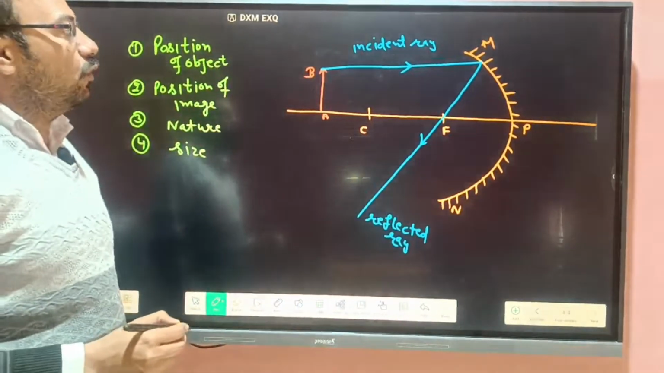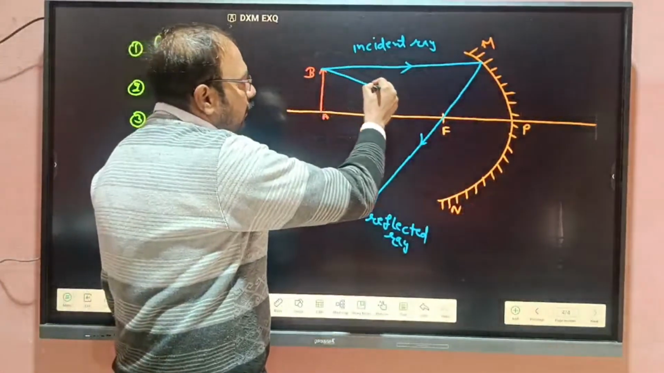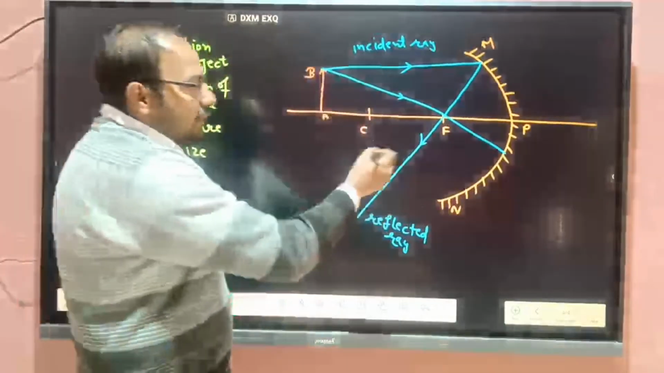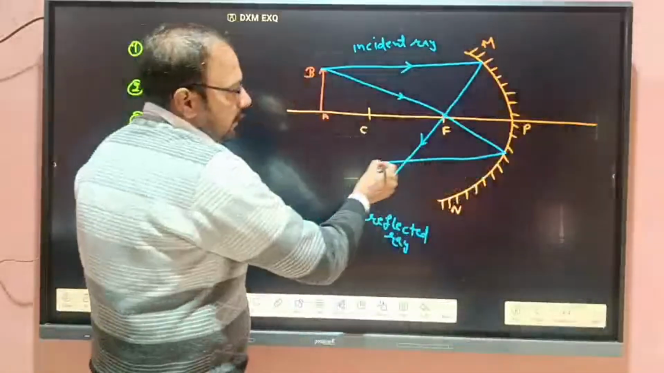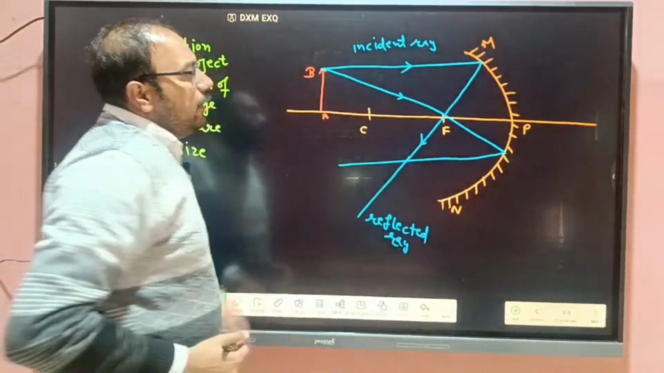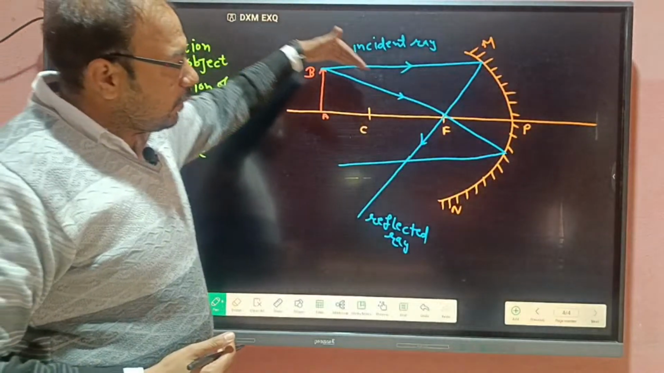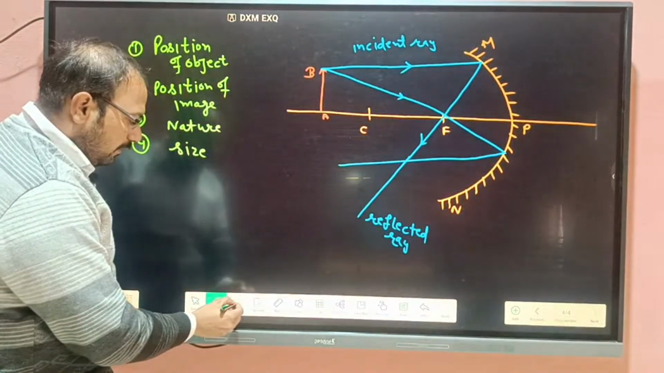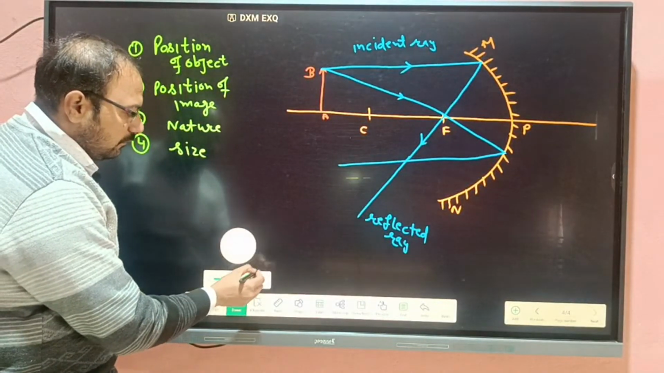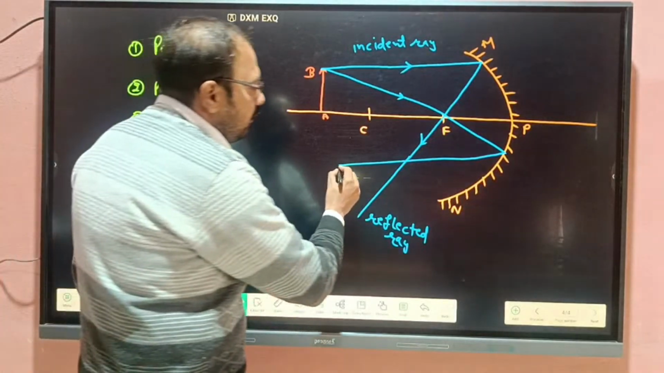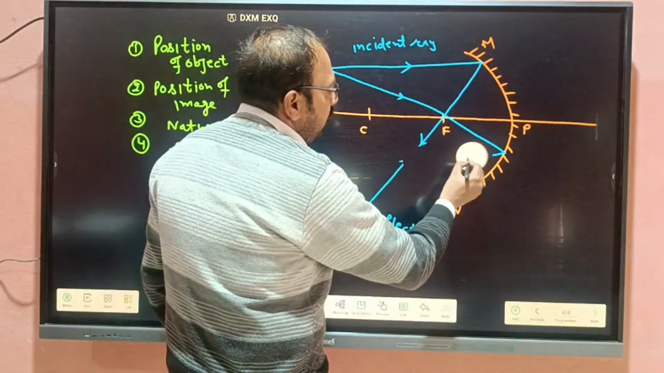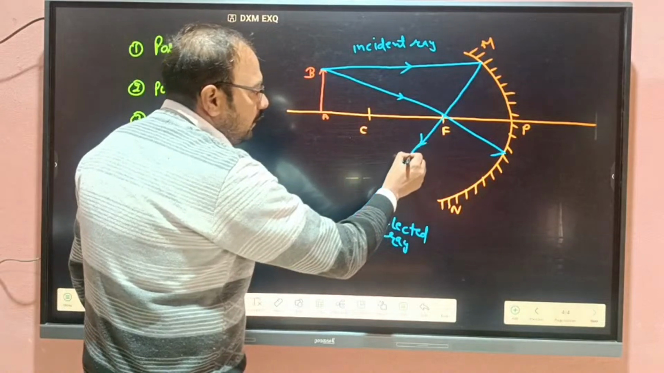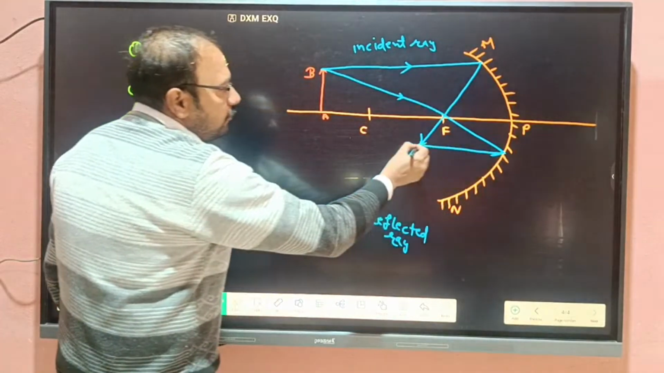And the second ray comes from point B and passes through the focus. After passing through the focus, it cuts here. When a ray comes through the focus, it goes parallel to the principal axis. So we can draw it parallel here; when we use a scale, we can make the lines straight. So this is reflected, and it goes like this.